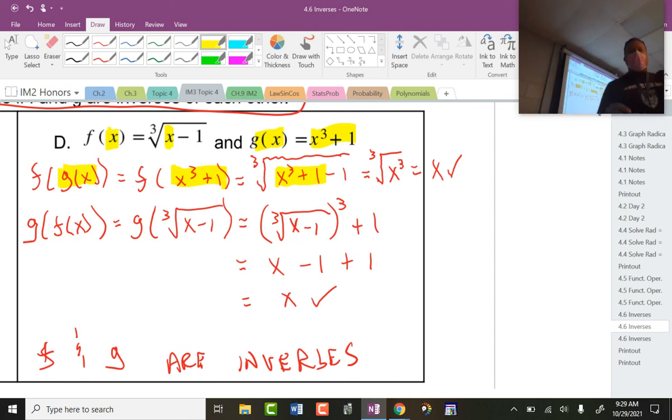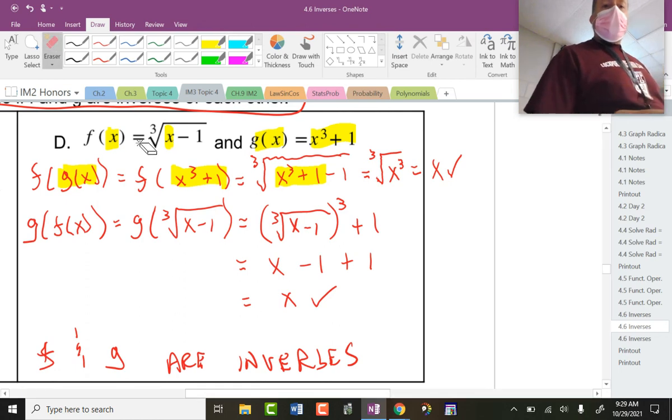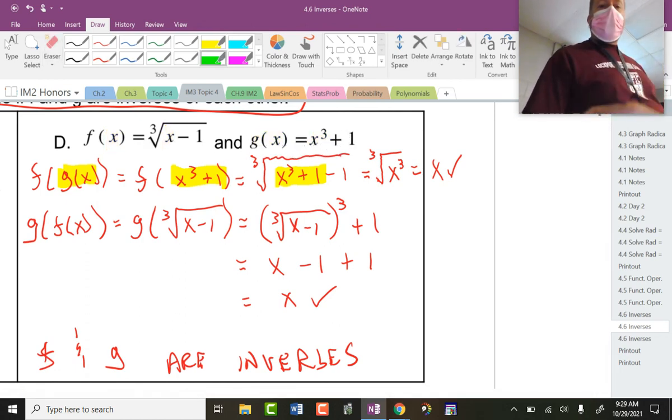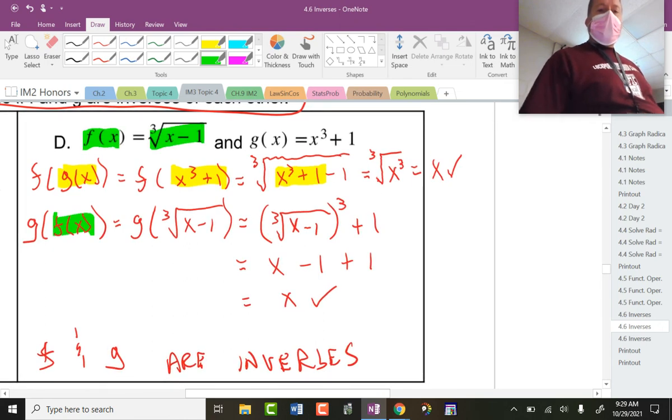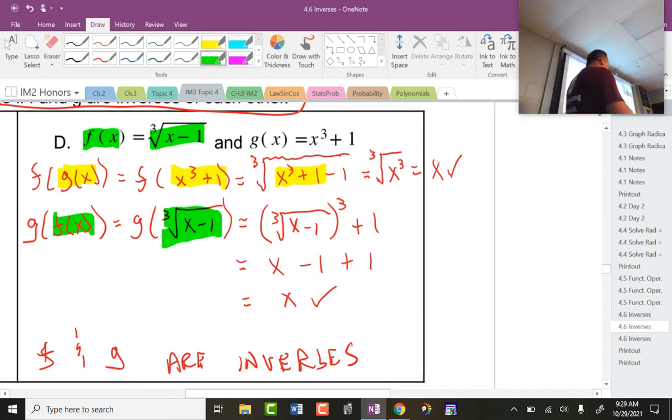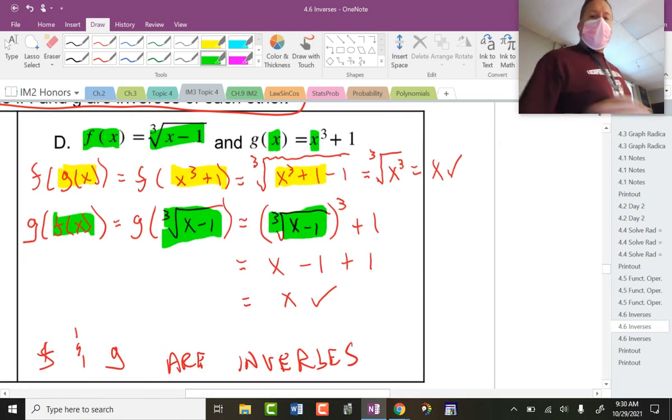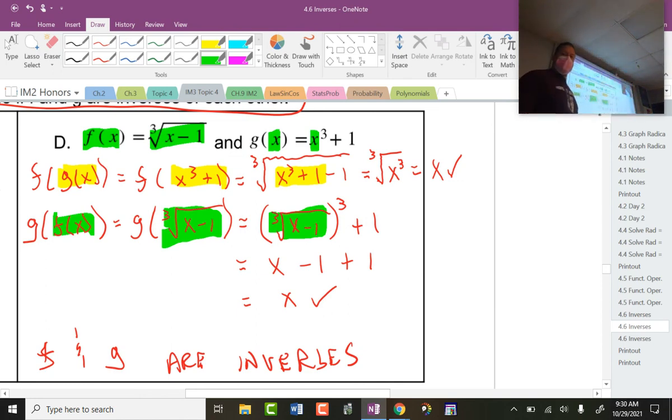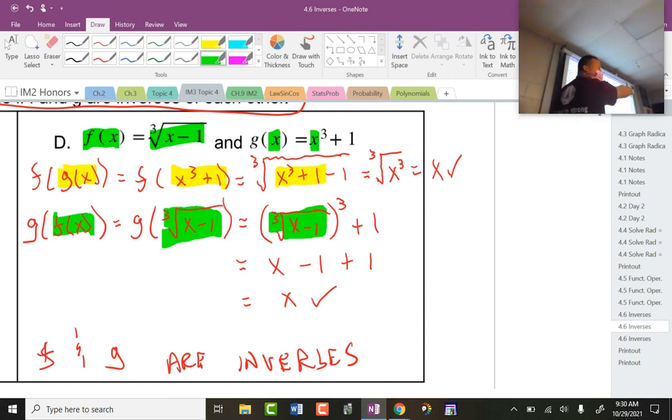There's check number 1. Now I need to do check number 2, and I'll use a different color for highlighting. g of f of x is this. So I replace the name g of x with its functional value. Then I go to the g function, and wherever there's an x, I'll replace it with this. The cube root of x minus 1, cubed, plus 1. Freedom. x. They are inverses. Bell ring. Freedom. You get to leave.